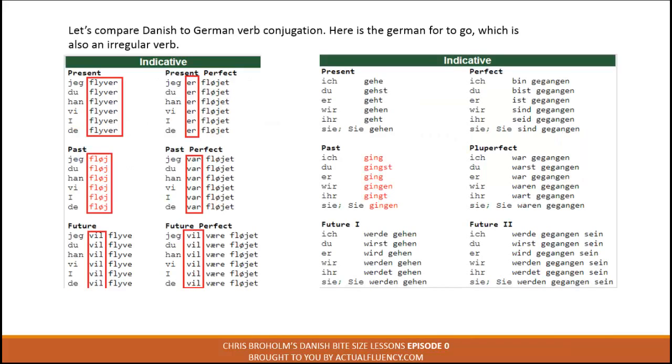So this is just a little bit for fun, but here you can see on the left the table from before, Danish verb conjugation. Jeg flyver, du flyver, han flyver, vi flyver, I flyver, de flyver. Jeg fløj, du fløj, han fløj, vi fløj, I fløj, de fløj. And if you had to say it in German, it would be ich gehe, du gehst, er geht, wir gehen, ihr geht, sie gehen. So a few different forms there. And in the past, same pattern: ging, gingst, ging, gingen, gingt, gingen. So it sounds similar, but it's not the same as in Danish.